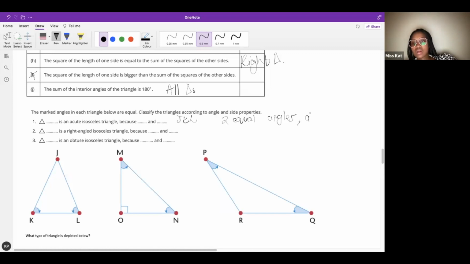And all angles are less than 90 degrees. Okay, now the one in the middle. How would you guys classify the one in the middle? MNO or MON or NMO? The triangle in the middle.